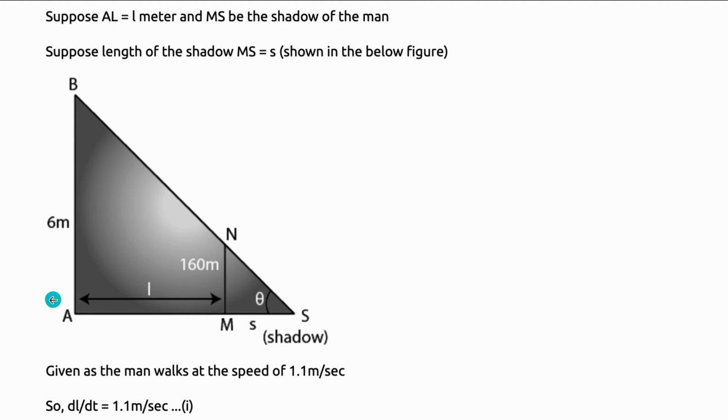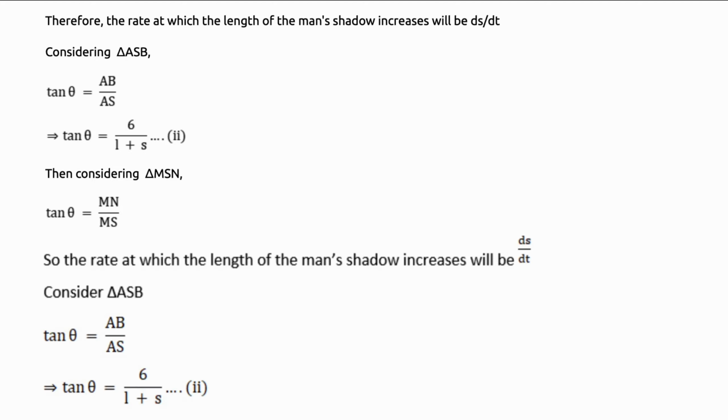Here AM, sorry, this is AM, please correct it. AM be L meters and MS here be S, the shadow. Now it is given that the man is walking at the speed of 1.1 meter per second. So that means that this distance is increasing as he's walking away. This distance of AM is increasing, and that is dl by dt is equal to 1.1 meter per second, and let this be our first equation.